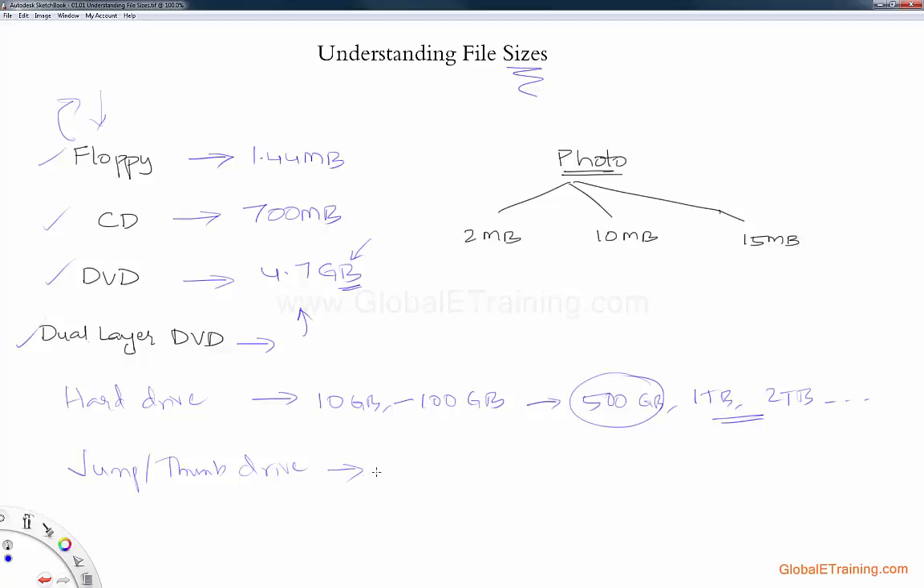Thumb drives, again, come in different sizes. It could be 512 MB all the way up to 64 GB or even more. And I have seen a 128 GB thumb drive as well. So at least now we have an idea of the different sizes based on the device.